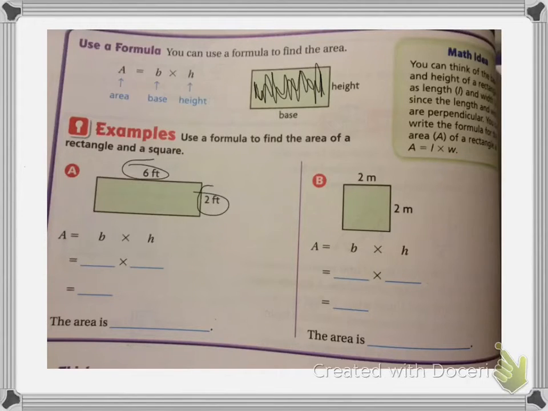So the reason we can multiply is because we have 6 feet here and 2 feet here. That is like saying we have 2 rows of 6. And then when we label this, it's feet squared or square feet, which is simply like saying there are however many squares using the unit of measure, feet. Okay, so let's go ahead and do it.